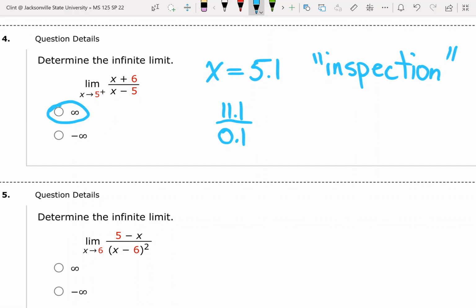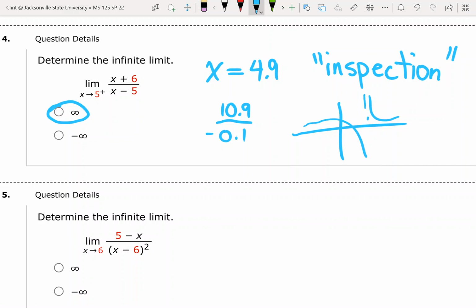That's going toward positive. What if it was approaching 5 from the left? Then we would have to try something like 4.9. So then on the top, 10.9, and then on the bottom, 4.9 minus 5. So if we're approaching from the left, it's negative, so it goes down. So we know the graph of this thing, as we get close to 5, from the right it goes positive, and from the left it goes down.